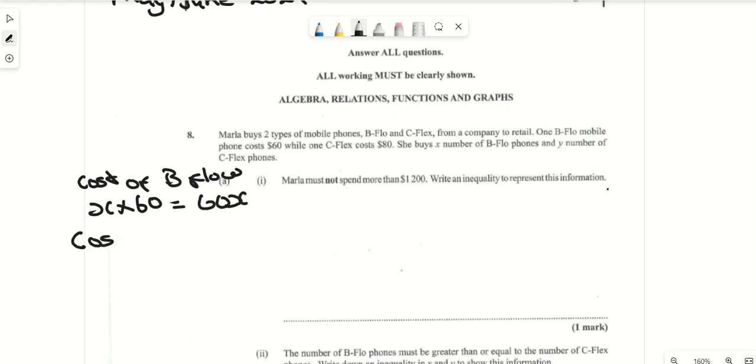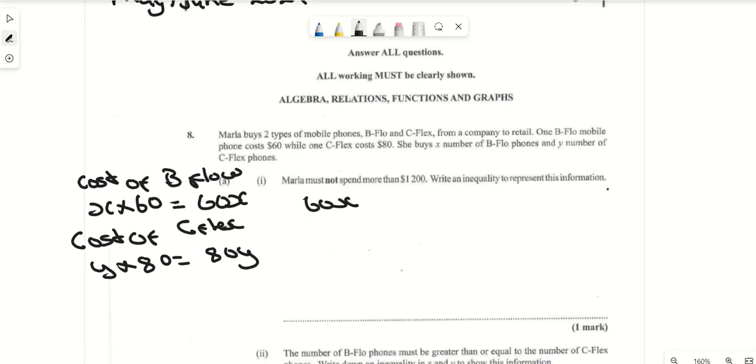And the cost of C-Flex would be, they told you C-Flex is Y and C-Flex costs $80. So that's Y multiplied by 80, which is equal to 80Y. So if we were to combine these two, 60X, we don't know how many phones it is, so that's why it is staying as X and Y. So 60X plus 80Y, they said must not spend more than 1,200.